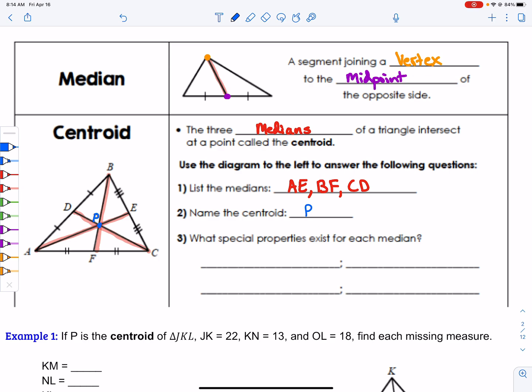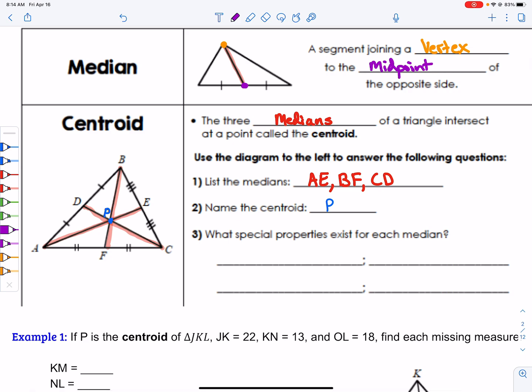And it says, what special properties exist for each median? So for each median, notice it's divided into two pieces. One piece of each median is longer than the other piece, and it has a special relationship. The longer piece is 2/3 of the total median length, and the shorter piece is 1/3. And so let's write that out and say that if we were to multiply the short piece, which on this first median would be PE, so 2 times PE, that would give us AP, that longer piece. That's the relationship that they have.